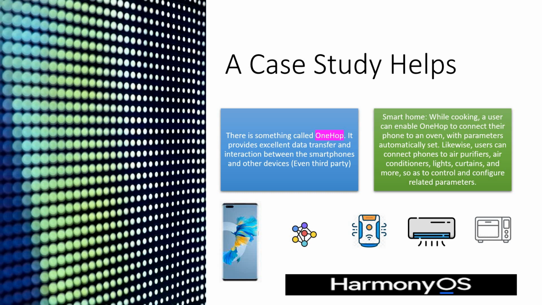So now we are going to take a scenario. While cooking, a user can enable OneHop to connect the smartphone to the oven with parameters automatically set. I am cooking and I have my phone available, and this phone can now talk to the oven and we can set the parameters through that. And we can also connect our phones to air purifiers, lights, curtains and whatnot, anything and everything, and we can control and configure the parameters with ease. This connection between devices is made possible through the excellent setup that we have been discussing.